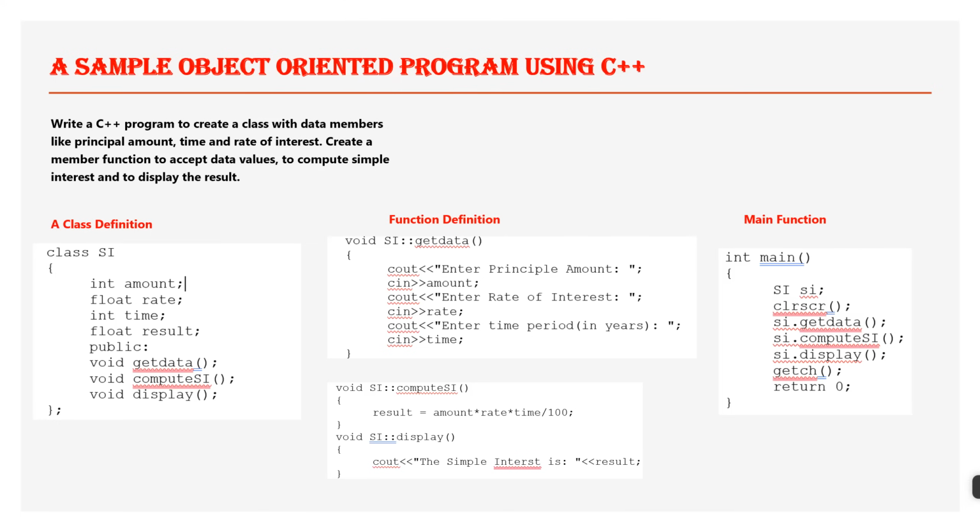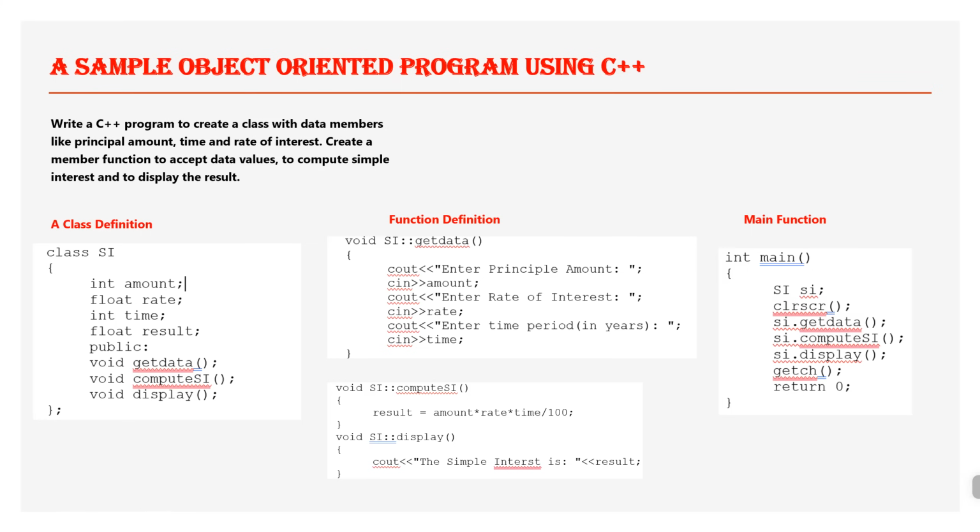What are the data members we require here? It is mentioned: a class with data members like principal amount, time and rate of interest. So there are 3 data members: principal amount, time and rate of interest. Of course, they are private data.